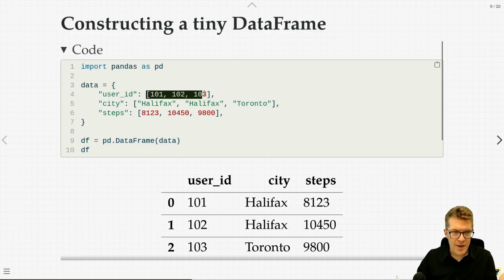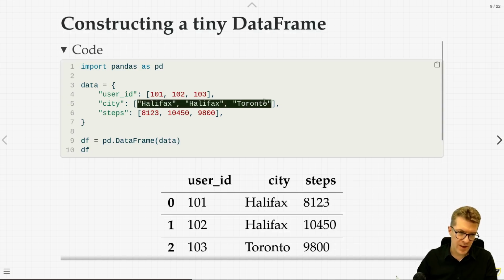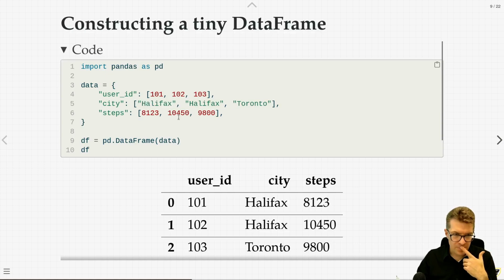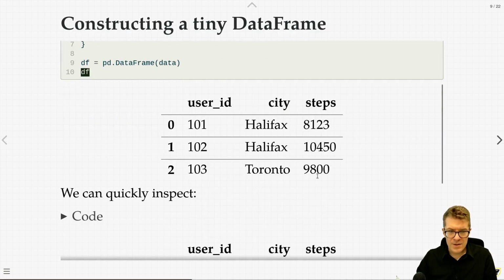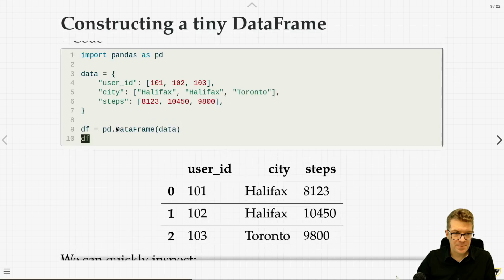So the value of user ID is either 101 or 102 or 103. The values of city are provided in this list. They're the strings Halifax or Toronto, and so on. We can take this dictionary data, pass it into the function from pandas that creates the data frame, store that in the data frame, and then just return it, and that gives us this object over here. Here, again, we've seen data frames before. We have our rows, which are our individual data points. We have our columns, each labeled user ID, city, steps, and so on.